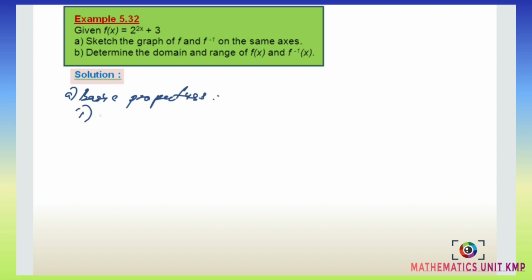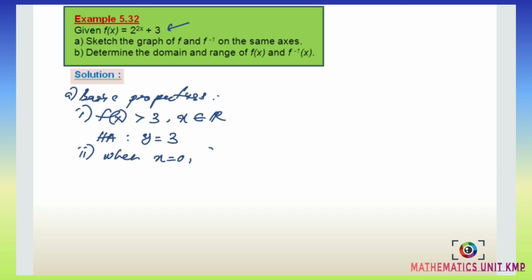First, f(x) must be greater than 3 for x an element of the real numbers. That means the horizontal asymptote for this graph is y = 3. Then find the y-intercept. When x = 0, f(0) = 2^0 + 3. 2^0 is 1, and 1 + 3 equals 4.